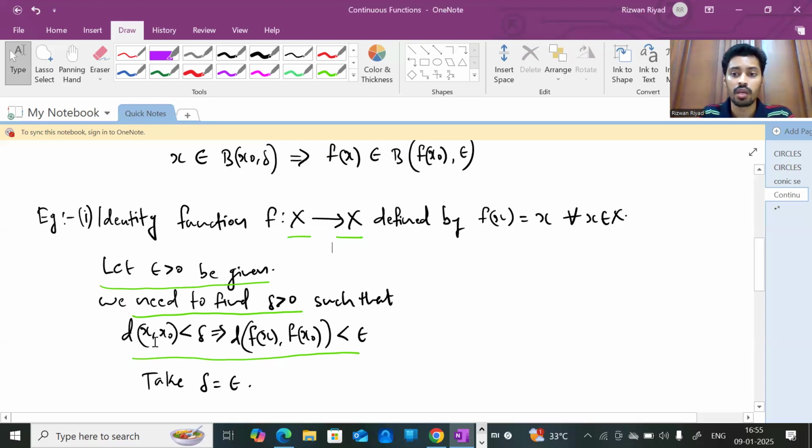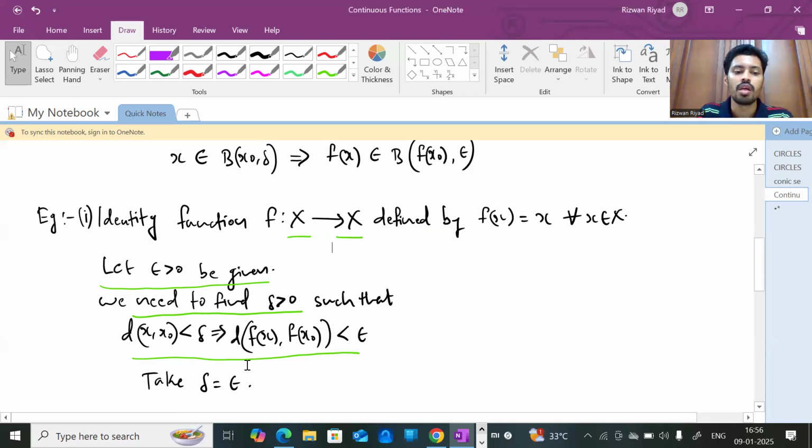So we need to find such a delta greater than 0 that satisfies this condition. Let epsilon greater than 0 be given. For this epsilon, we need to find a delta. Just choose delta equal to that epsilon. Suppose our epsilon is 1, then take delta also as 1. If your epsilon is 0.5, choose delta also as 0.5. If your epsilon is 0.1, take delta as 0.1. If your epsilon is 0.001, take delta as 0.001. That means for any epsilon greater than 0, you can always find a delta by just choosing delta as that epsilon itself. Then you can see this condition is satisfied.